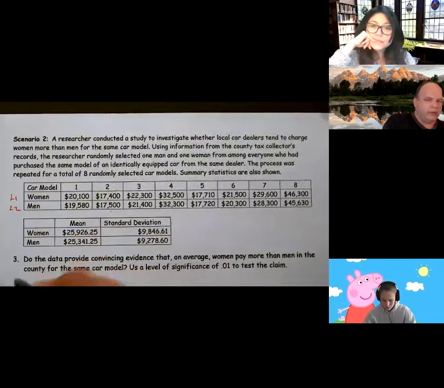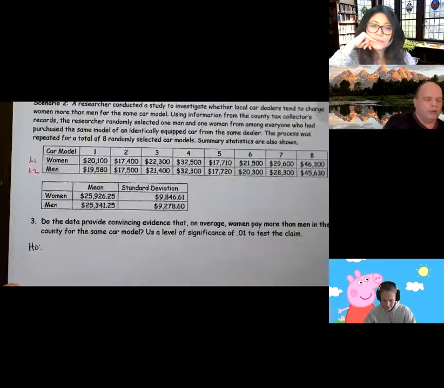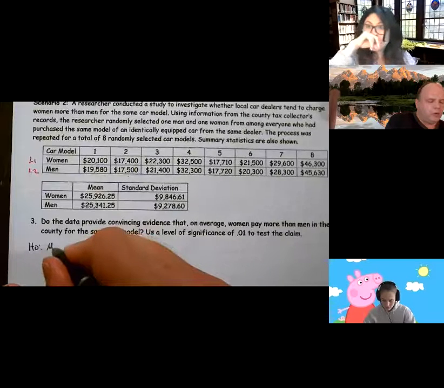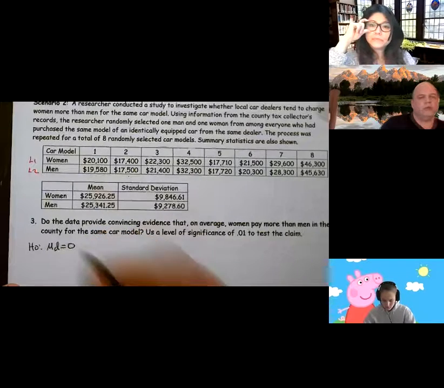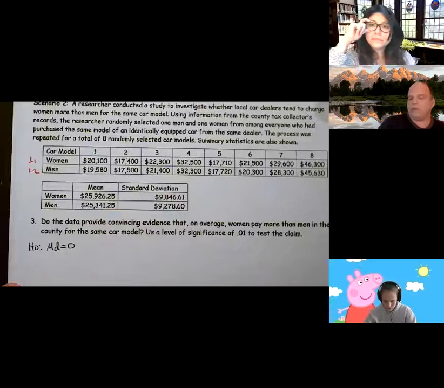Null hypothesis. Since I'm testing twice, this is going to be mu d equals 0. It is going to be a very, very rare situation that is anything but a 0. And I don't think they've ever done that for AP statistics, so I really wouldn't worry about it.